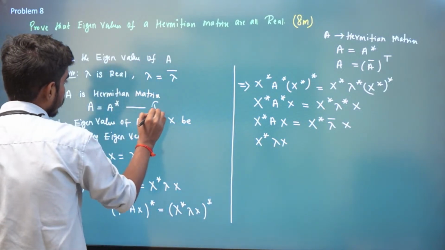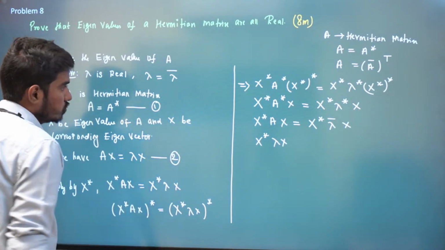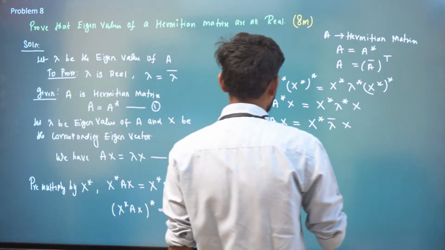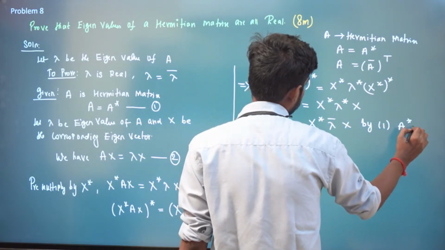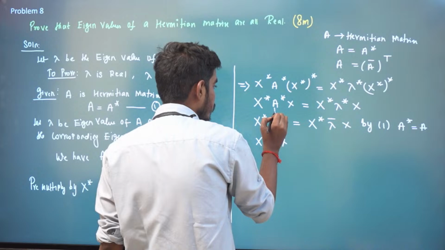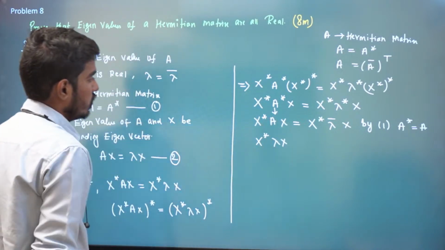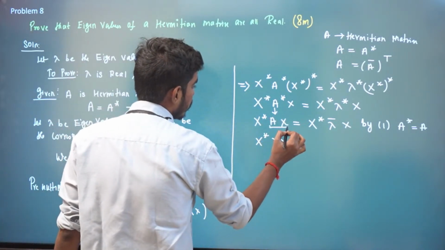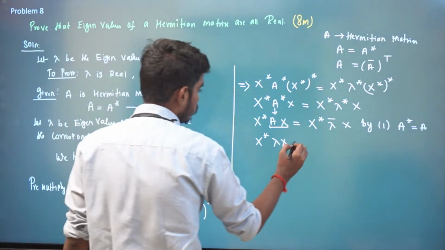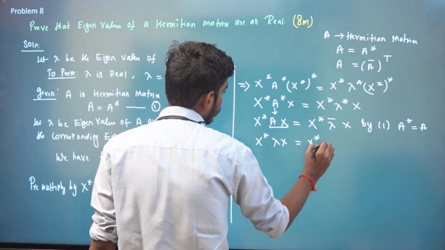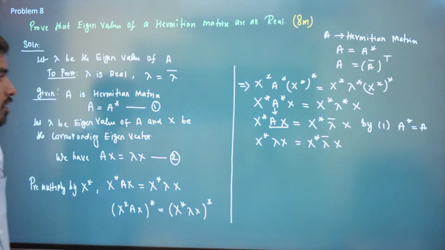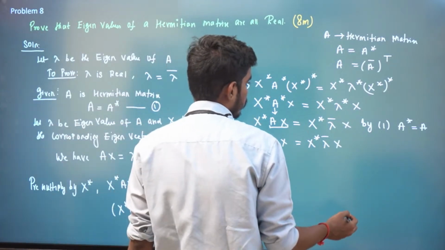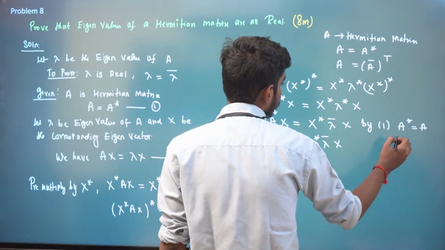Let us call this as 1, call this as 2. By 1, A star is equal to A. So I'm writing this A star to be A, and then I'm using Ax to be lambda x by 2. X star lambda bar x. Right?